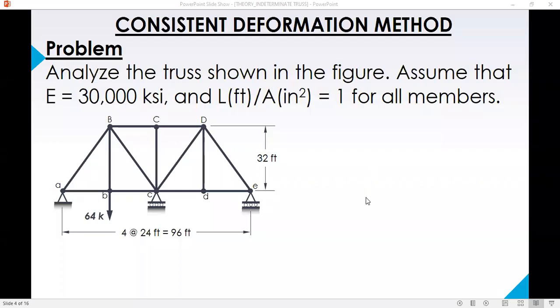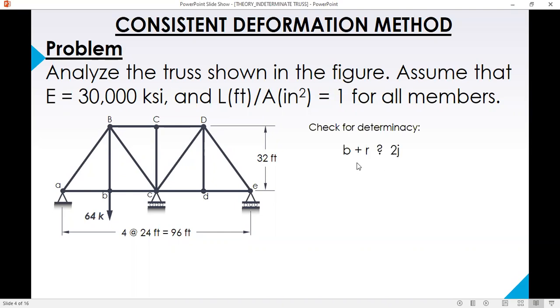Okay. In this video, I am going to solve a problem using the consistent deformation method. Here's the problem. Analyze the truss shown in the figure. Assume that E is equal to 30,000 ksi and the ratio of length over area is equal to 1 for all members. Okay. So first, let us check the determinacy of this structure.